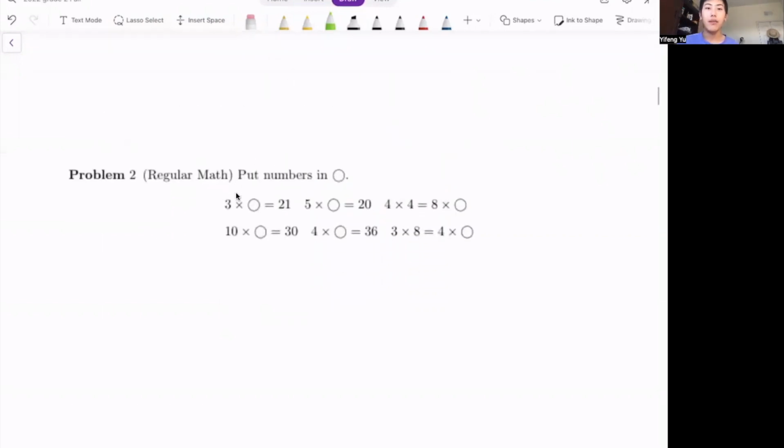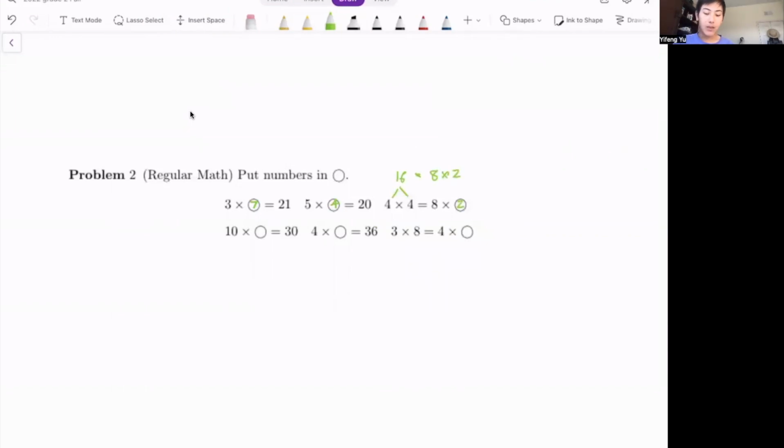Problem 2, put numbers in the blank so that the equality holds. So 3 times something equals 21. We just know that's 7 because 3 times 7 is 21. The next one, we know that it should be 5 times something equals 20. That's just 4. And then the next one is 4 times 4 equals 8 times something. We know that 4 times 4 is 16. And 16 equals 8 times something.